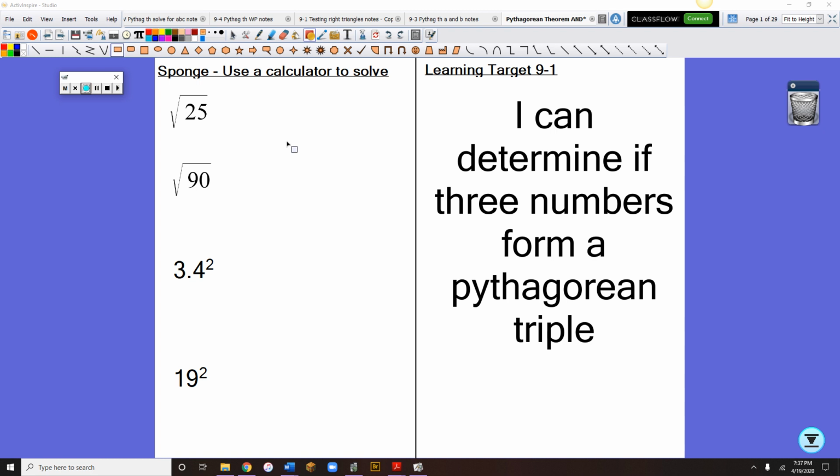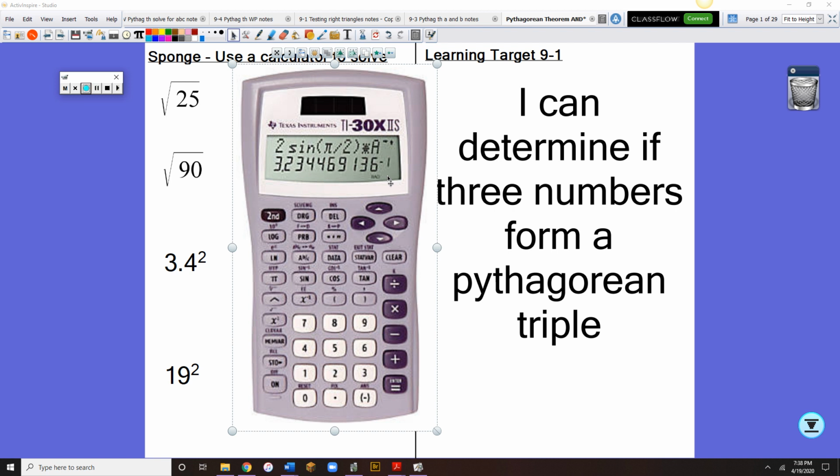Some calculator skills that you need to have in order to do this lesson are square roots and squaring. Square root is on your calculator, and if you're using the school calculator, it's going to be above the x squared. Here's our calculator, and the square root is right here above x squared. You're going to hit the second key, and then you're going to hit the x squared key, and that's going to give you what you want the calculator to give you the answer.